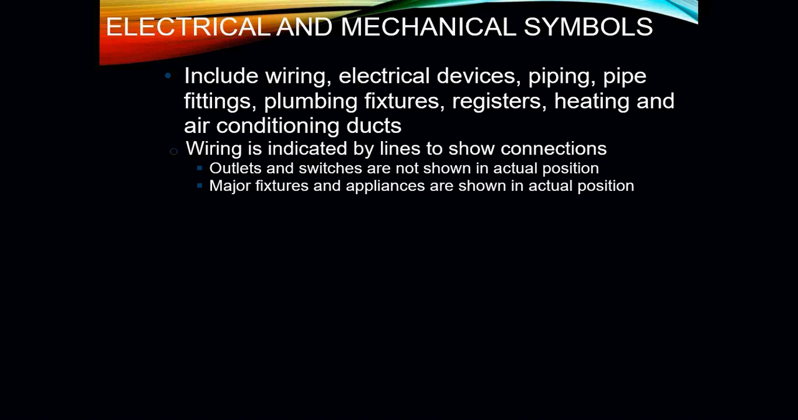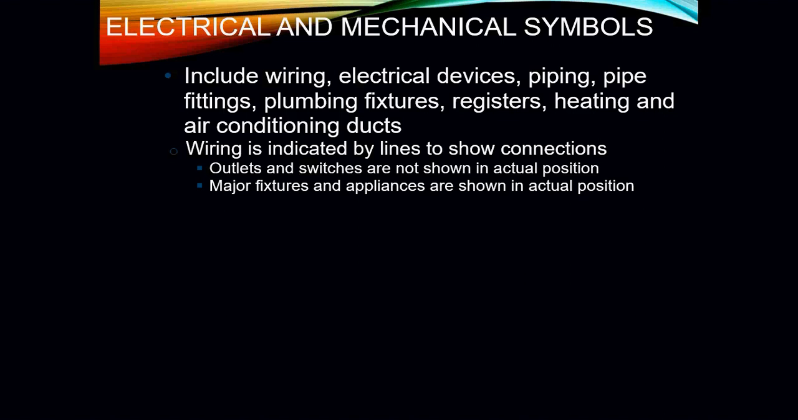Your electrical and mechanical symbols are going to include your wiring. Those are going to include all of your electrical devices, your conduits, your piping, pipe fittings, any plumbing fixtures, your registers, and your heating and air conditioning ducts. Those are all going to be found on the electrical and mechanical prints. Your wiring is indicated by lines to show connections.